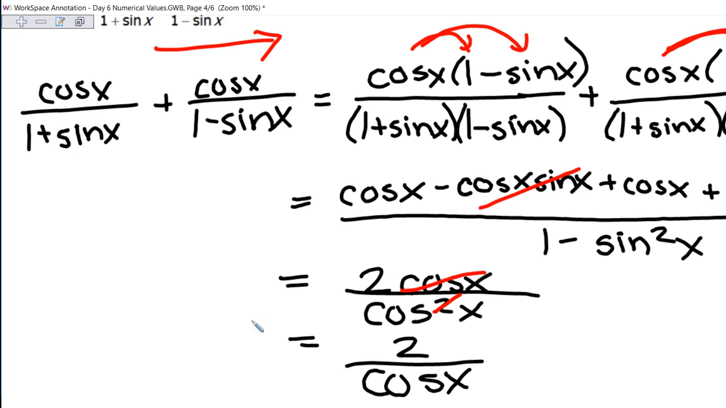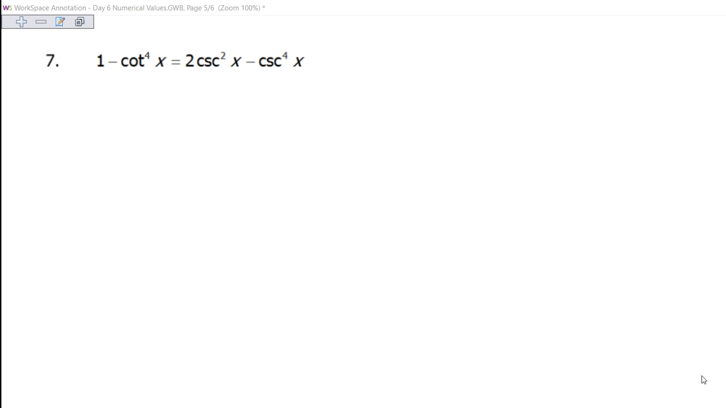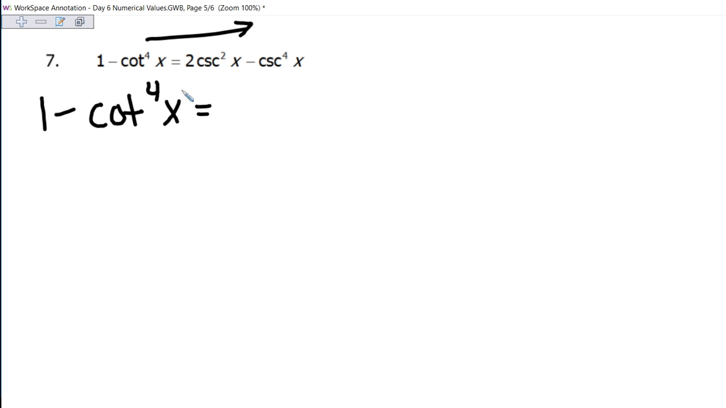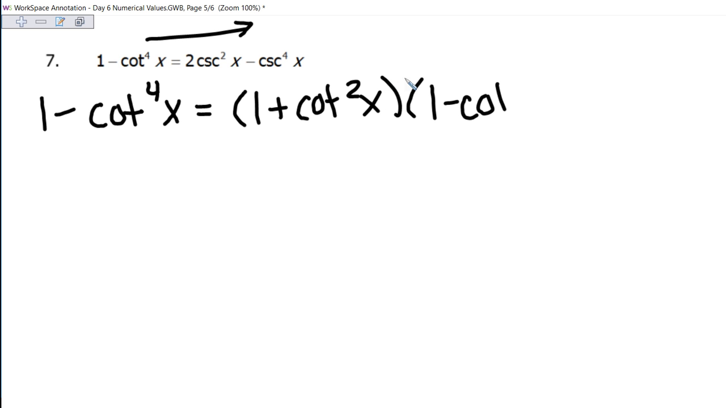Two more problems. Next one, problem 7. Number 7, do we want to go left to right or right to left? Yeah, let's do left to right, because if you'll notice, the left side we have 1 minus cotangent to the 4th power of x. And what is that called? A difference of squares. So if it's a difference of squares, what can I do with it? Factor it. So when I factor it, it would be 1 plus cotangent squared of x and 1 minus cotangent squared of x.